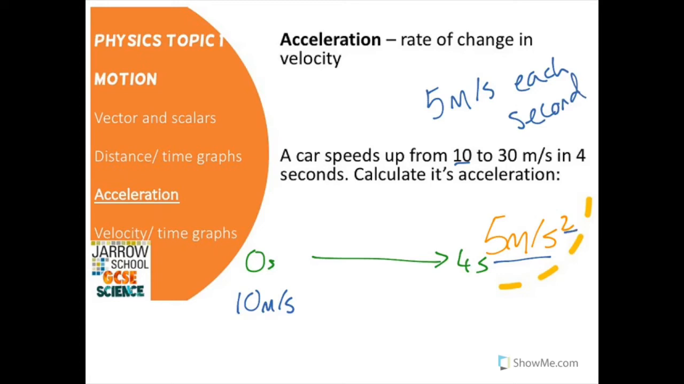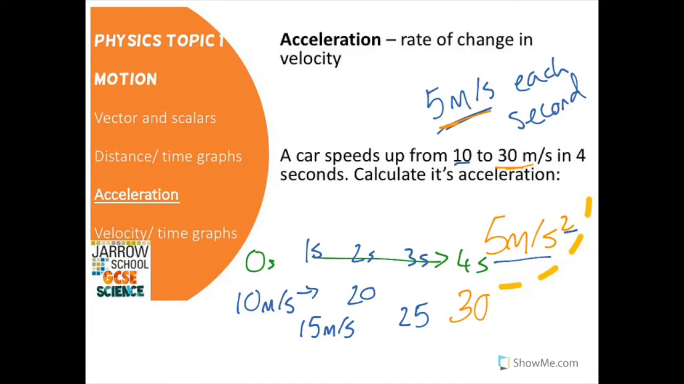So how fast was the car travelling at 1 second? Well, it's sped up by 5 meters a second. So the car at 1 second will be going 15 meters per second. At 2 seconds, it will then be going 20. At 3 seconds, it will be going 25. And then finally, at 4 seconds, we know that it was going at 30 meters per second because it told us in the question. So acceleration is a rate of change in velocity.